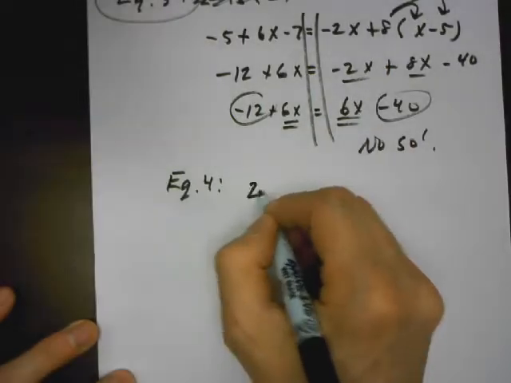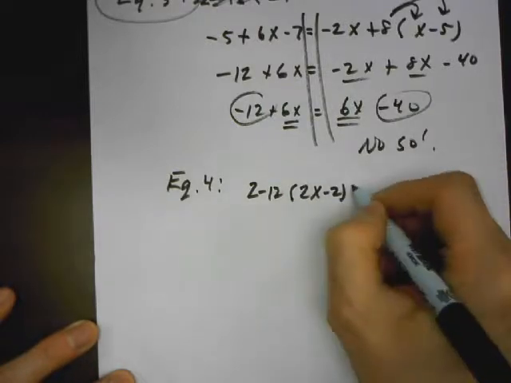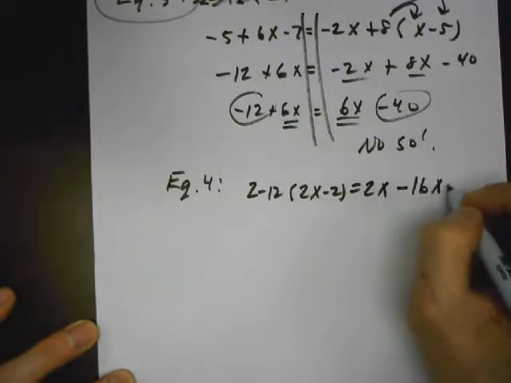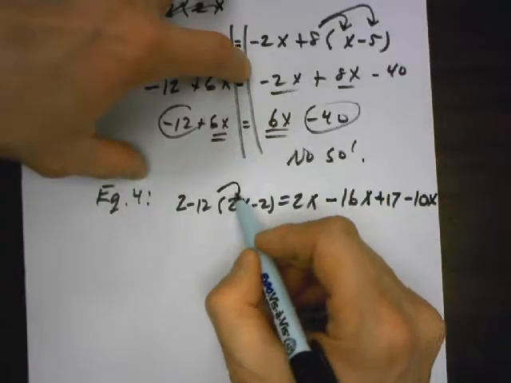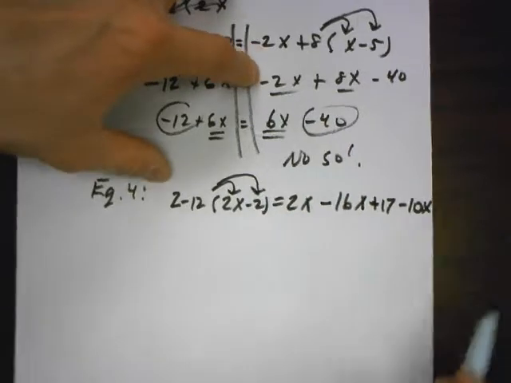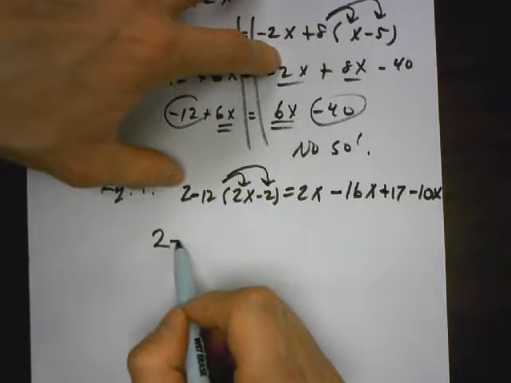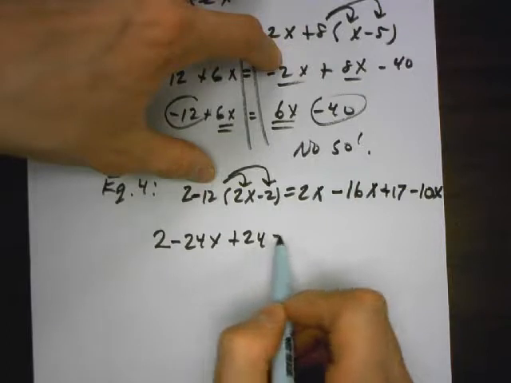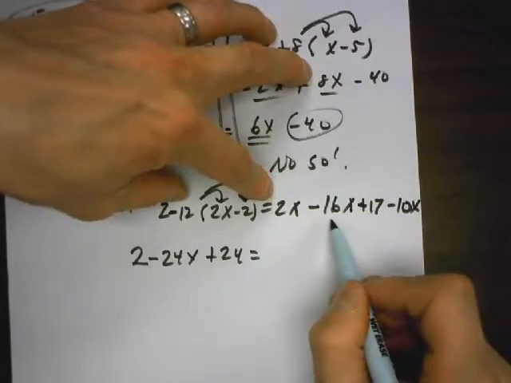Equation 4 has 2 minus 12 times 2x minus 2 equals 2x minus 16x plus 17 minus 10x. Whew. Again, distribute, combine like terms. That's how we simplify. So I'm going to distribute a negative 12. Negative times positive is negative. That's negative 24x. This 2 becomes positive 24. Parentheses go away. Over here, no parentheses, no distributing, just combine like terms.